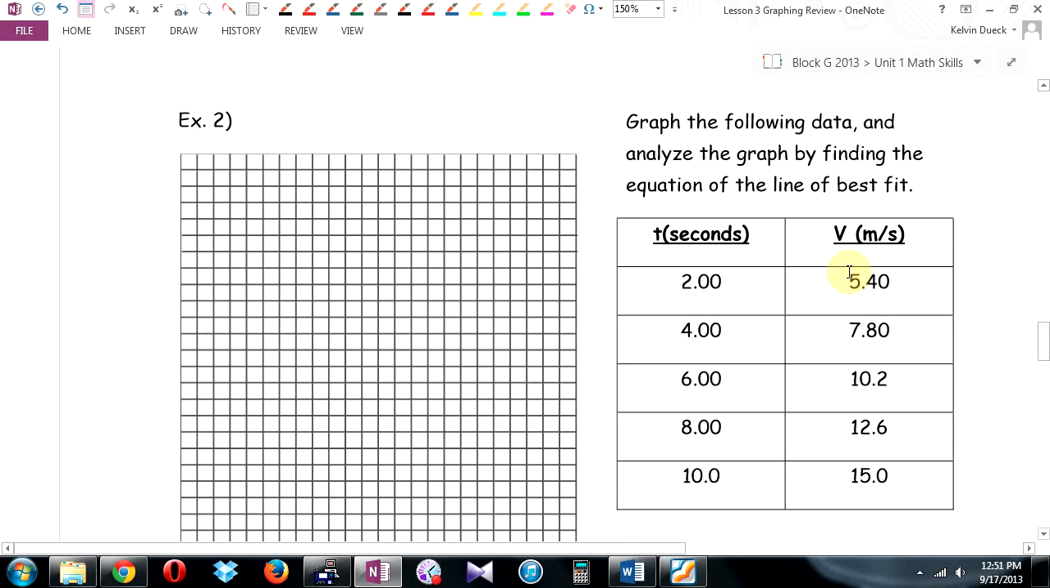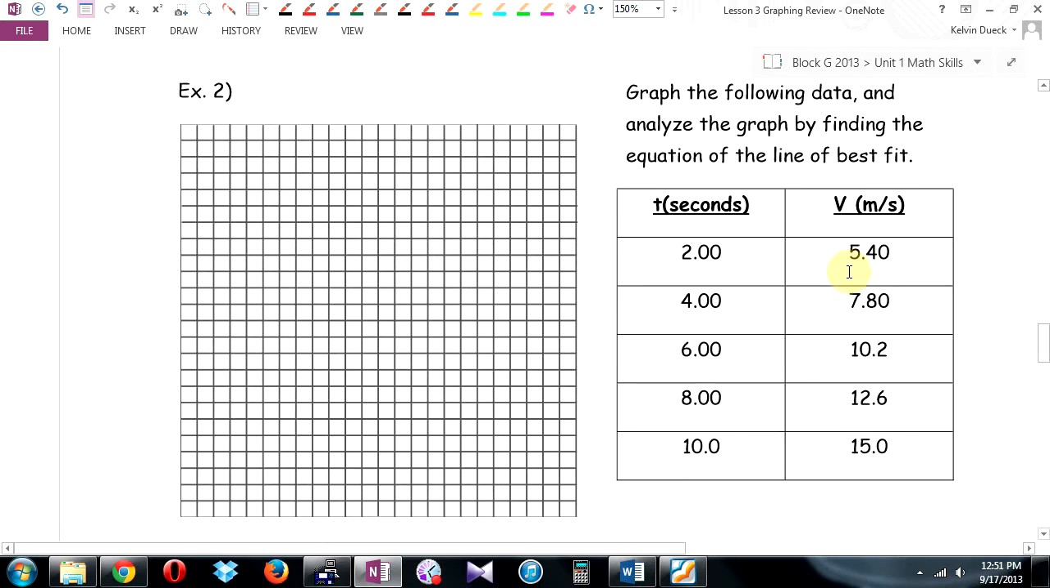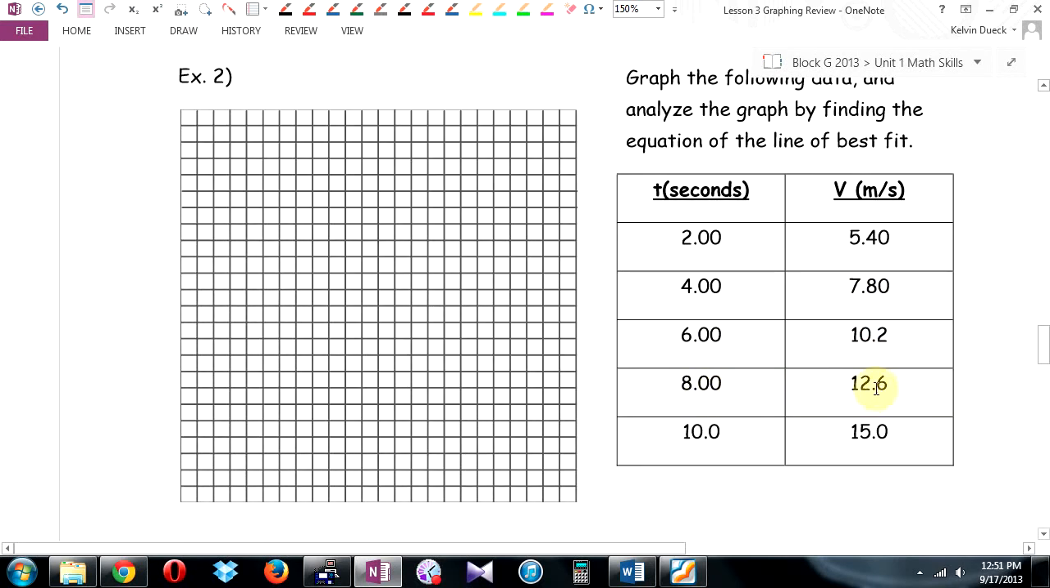It says, graph the following data and analyze the graph by finding the equation of the line of best fit. Say, what? So we were measuring a car rolling down a hill. And here's the data that we got. At 2 seconds, our little radar gun said the car was traveling 5.4 meters per second. At 4 seconds, it was traveling at 7.8. At 6 seconds, it was traveling at 10.2. At 8 seconds, okay, there's our data.